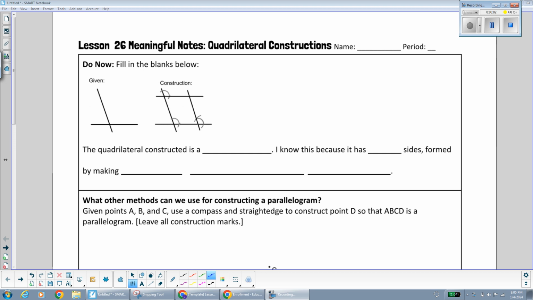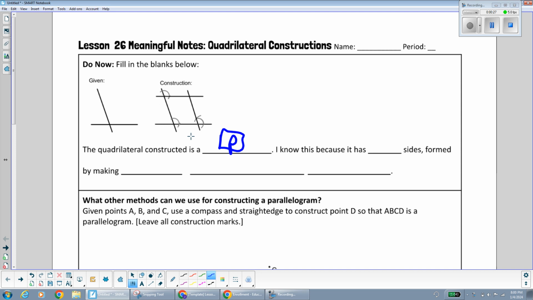In the first question, we are given a line and a transversal. And from that, we have constructed a quadrilateral. Now, this quadrilateral isn't just any regular quadrilateral. It is a parallelogram that was constructed here. And we know this because this construction is one from all the way back.